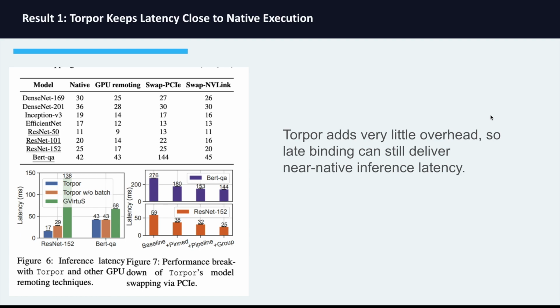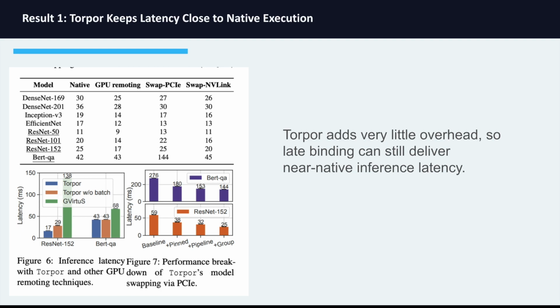And here are the graphs that they showed to support that claim. Torpor adds very little overhead. Late binding can still deliver the near native inference latency. For the table on top, the rows are the different machine learning models, and the columns are native with the ideal case baseline, GPU remoting, swap PCIe, swap NVLink, which are just two other models.